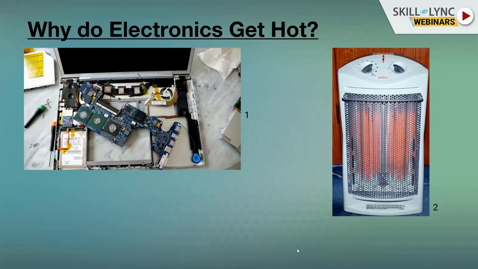So now we have developed a basic understanding of why electronics heat up. That's why we use nichrome wires in our electric heaters. You can see here in picture 2 we have an electric heater. It's a generic electric heater, and we use nichrome wire set up in the rods to get the heat.